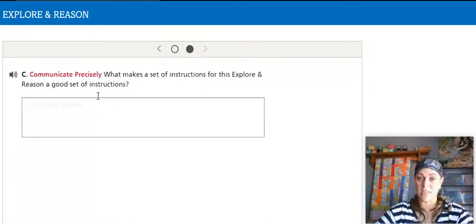And how to communicate precisely. When you give instructions, you have to make sure someone who doesn't understand how to do this or has never done it can do it. So when you give instructions, just double check. And that's why communicating precisely is so important.